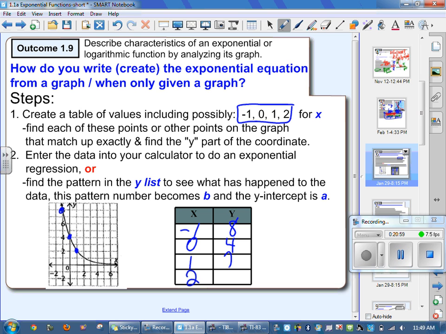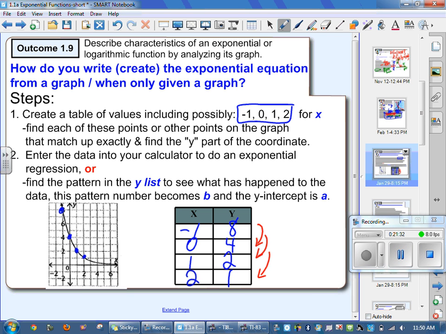Then it says step 2. We can enter this into our lists and do an exponential regression. We're going to do that next, but before that, we can create one just by looking at the table of values. We look at our Y list. It says find a pattern in the Y list and see what's happened to the Y number. Austin, what do you think's going on with this Y number over here? By how much? Yeah, it's dividing by 2 every time.